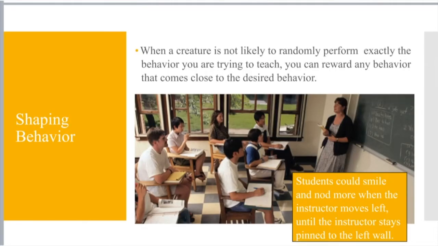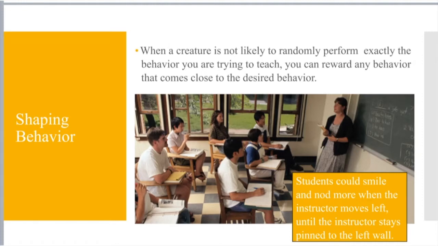So then with this understanding of reinforcement, how does this actually shape our behavior? The example here is kind of a myth that's talked about in psychology. It's called shape the instructor. If students smile and nod more when the instructor moves left until the instructor stays pinned to the left wall, right? Every time they move left and the class smiles and nods, that behavior is reinforced, and therefore they continue to move left. And the myth has it that one psychology class did this unbeknownst to their teacher until their professor actually went out the door and realized what was going on.